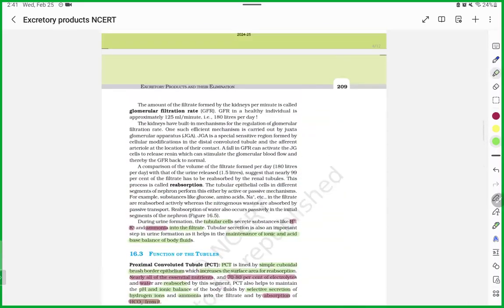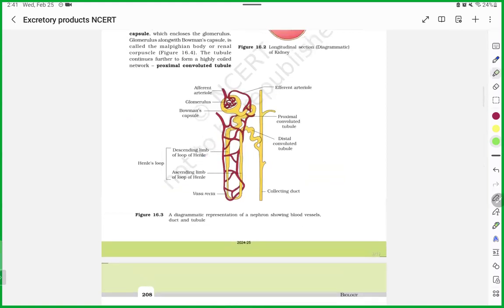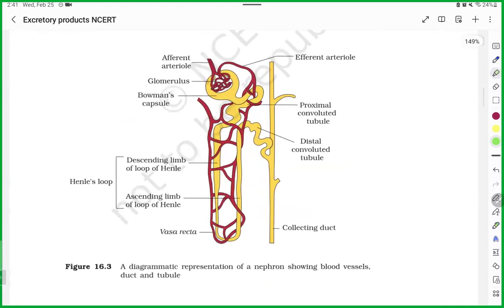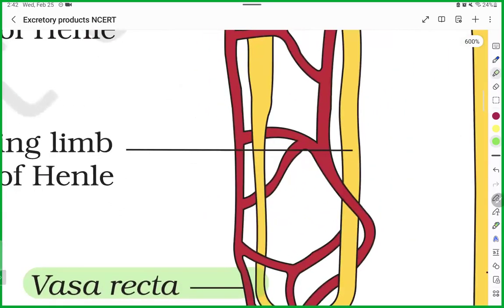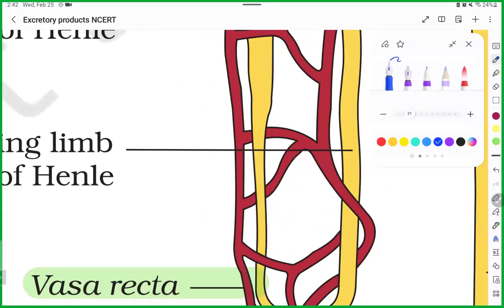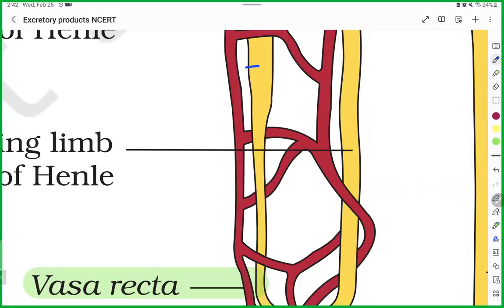Before that, I will show you in this diagram that there are two things. One is the loop of Henle. Around the loop of Henle, you have a network of blood vessels. This network of blood vessels which runs parallel to the loop of Henle is known as the vasa recta. For example, if we remove water from the descending limb of the loop of Henle, where will this water enter? It will enter into the vasa recta. It will enter into our blood. Understood?